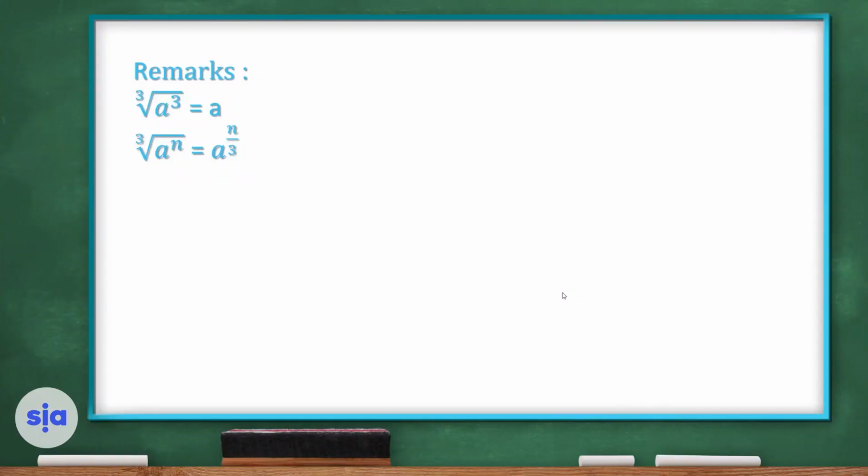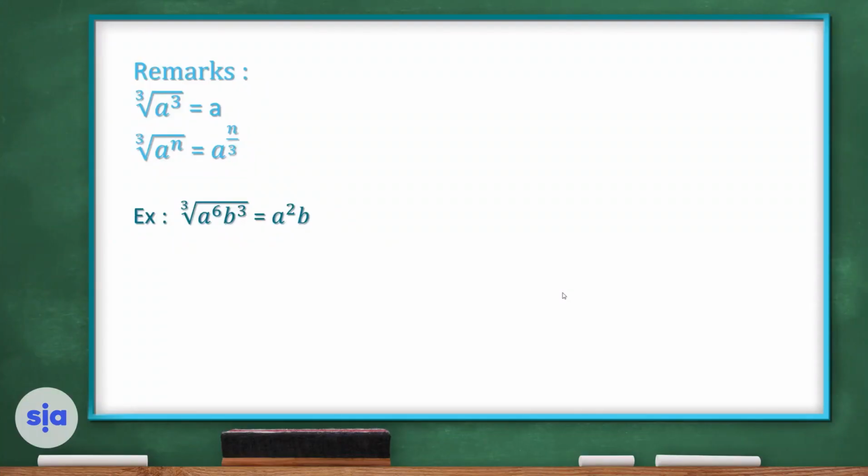Let's now check some remarks. The first remark we have is that the cubic root of a to the power of 3 is a. The power of 3 crosses out the cubic root. If you want to write the root as a fractional power, or as an exponent, we make the inside exponent over the index outside. So the cubic root of a to the power of n is a to the power of n over 3.